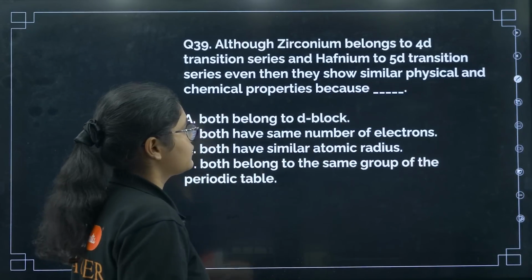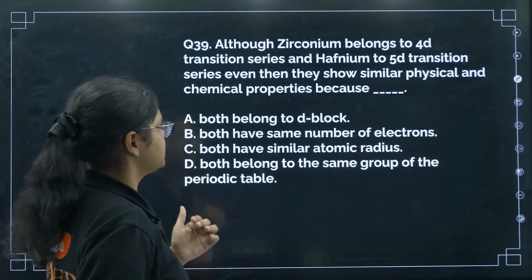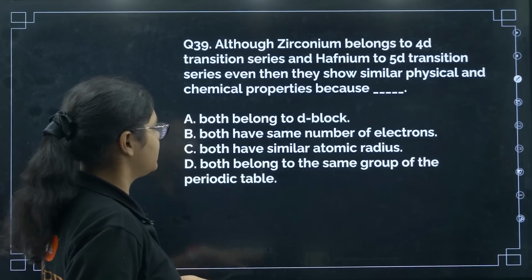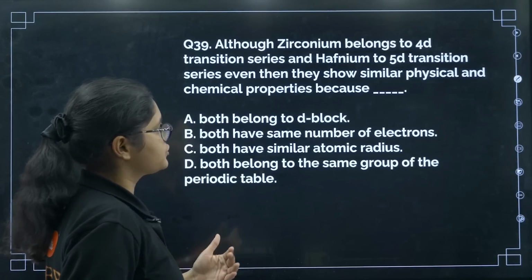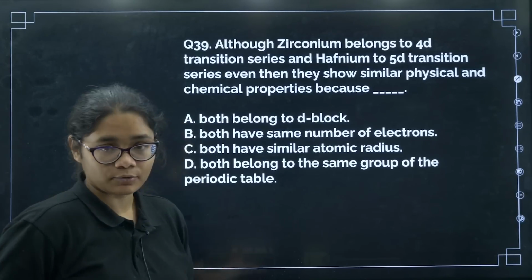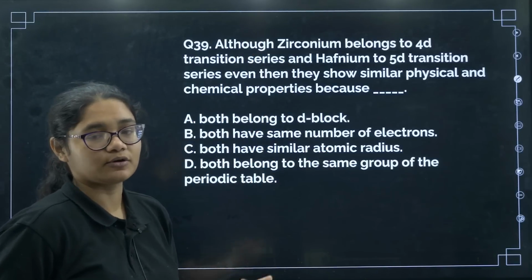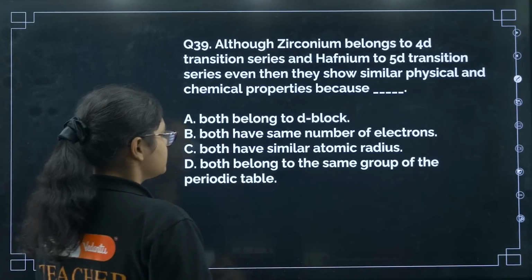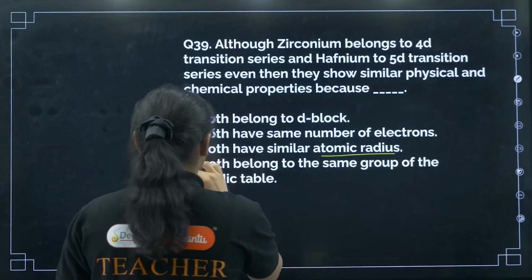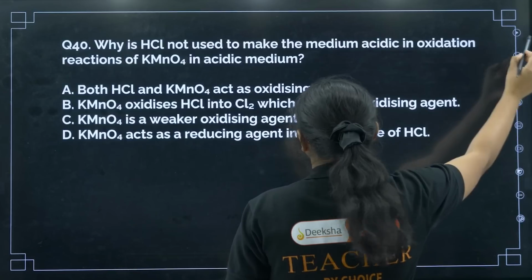Next, although zirconium belongs to the 4d transition series and hafnium belongs to the 5d transition series, they show similar physical and chemical properties. This is because their size is the same. And why is their size the same? Because of lanthanide contraction, right? So that is because they have similar atomic radius, option number C here.